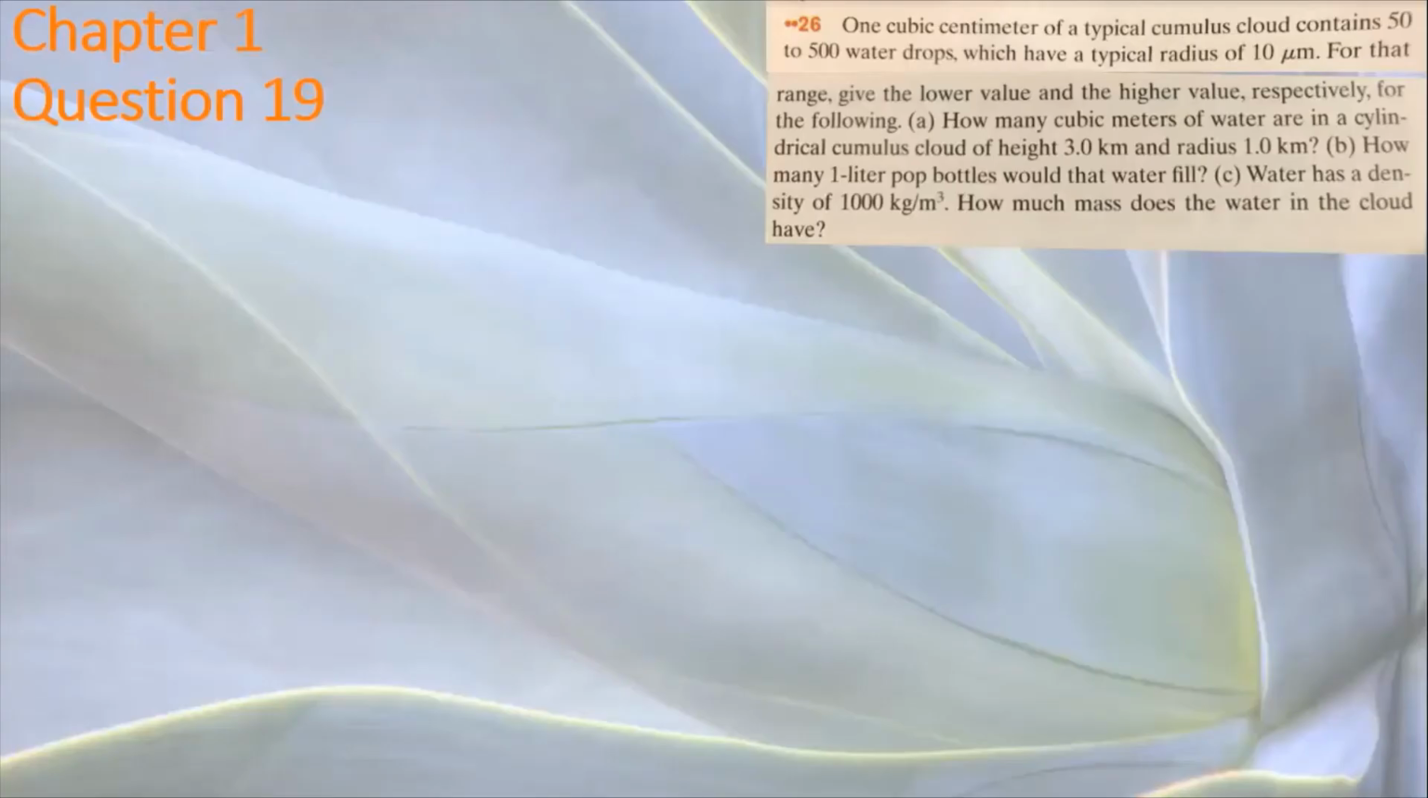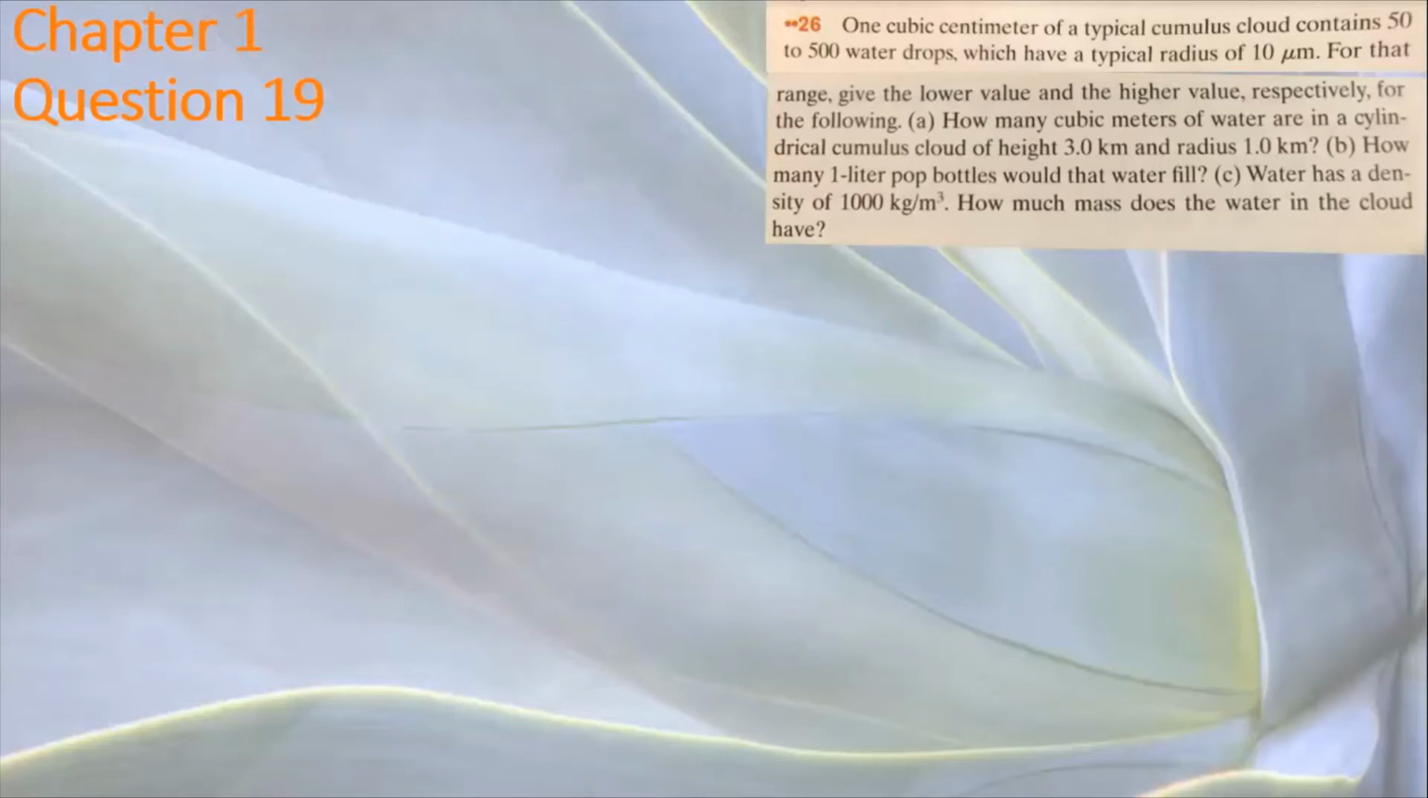The next question we're going to be looking at is going to be one involving water drops. So the problem states 1 cubic centimeter of a typical cumulus cloud contains 50 to 500 water drops, which have a typical radius of 10 micrometers. For that range, give the lower value and the higher value, respectively, for the following.